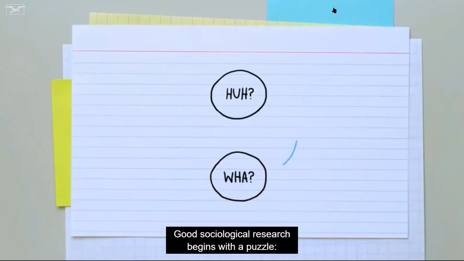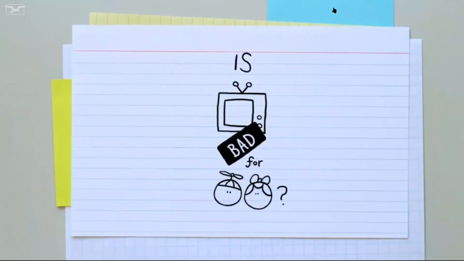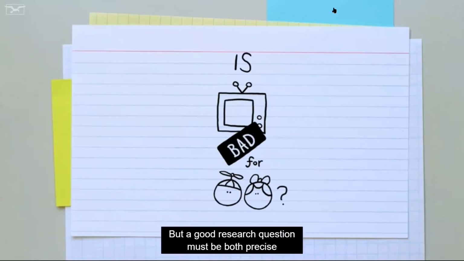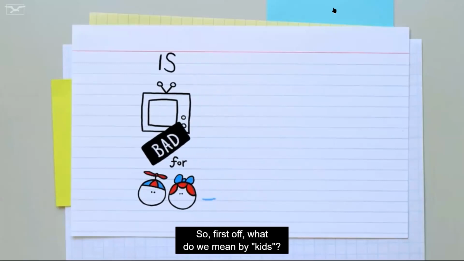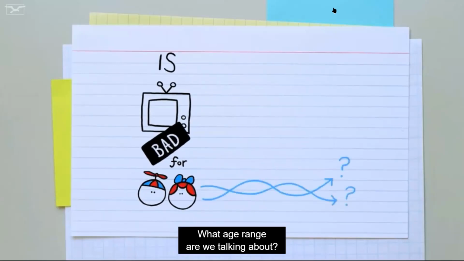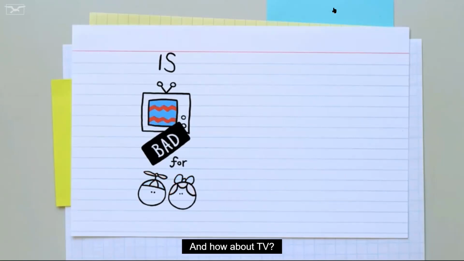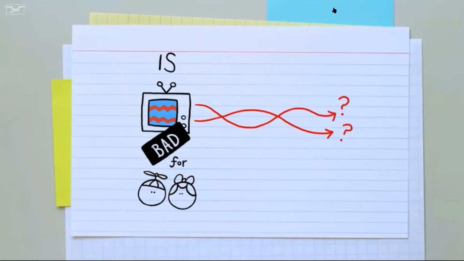Good sociological research begins with a puzzle. What causes what to happen? For example, is TV bad for kids? But a good research question must be both precise and answerable. So, first off, what do we mean by kids? What age range are we talking about? And how about TV? How much television? And does it depend on what we're watching?